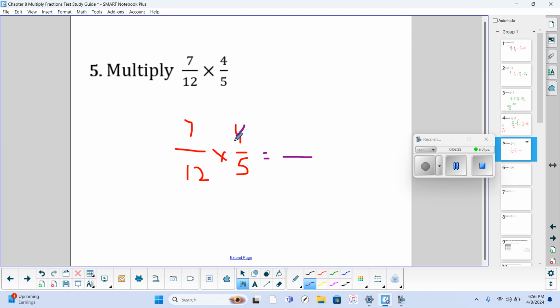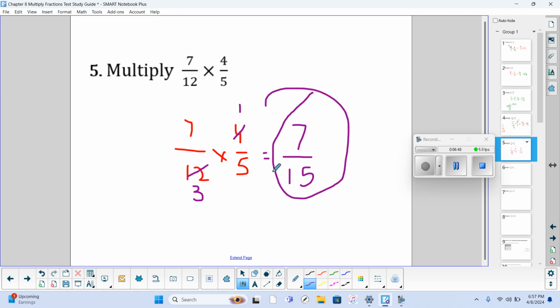So 4 goes into itself once, 4 goes into 12 3 times. Multiply across, and you're going to get 7 times 1 is 7, 3 times 5 is 15. So the answer to this question is 7 over 15.